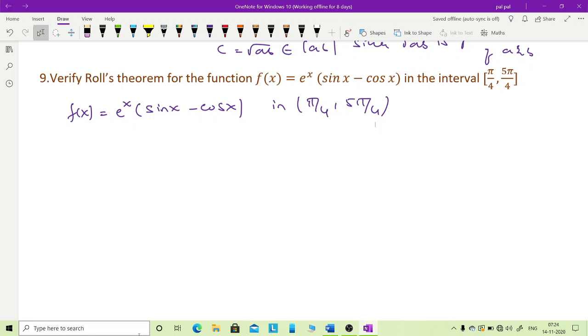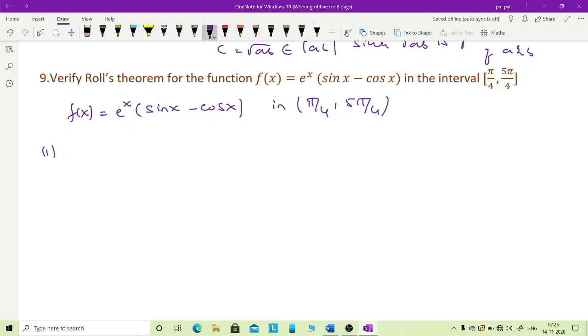Okay, so first to take the continuity condition, e to the power of x is an exponential function. e to the power of x into sin x minus e to the power of x into cos x shows that it is a combination of two continuous functions. So a combination of two continuous functions is always continuous.